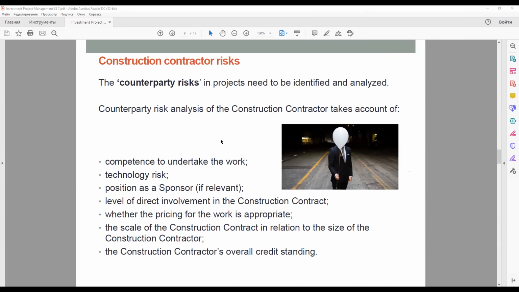Credit risks. Allocating project risk to a construction contractor is not worthwhile if the contractor is not creditworthy. If the construction contractor's wider business gets into financial difficulties, the project is likely to suffer. The credit standing of the construction contractor therefore needs to be reviewed to assess whether it could cause any risk to the project.